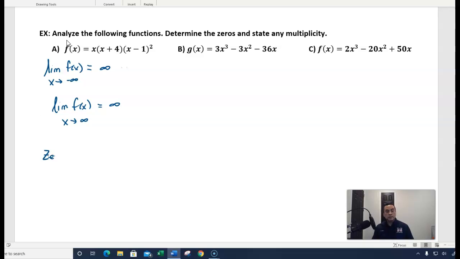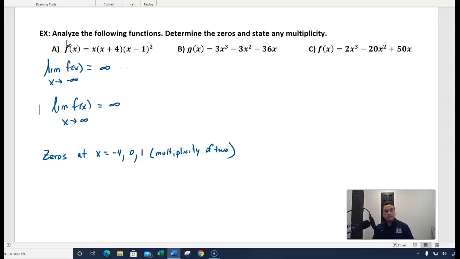We can say that the zeros of the function are at x equals -4, 0, and 1. And specifically at 1, there is a multiplicity of 2, meaning that x equals 1 is there multiple times. The exponent tells you that it's there twice. Okay, so that is what I mean by analyzing the graph.